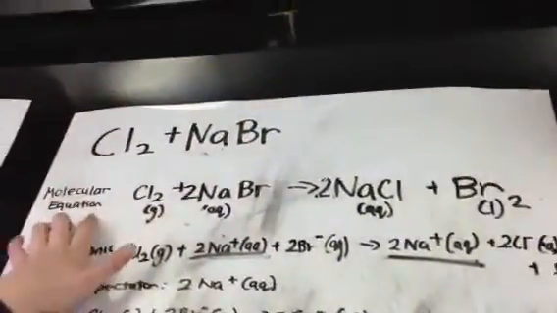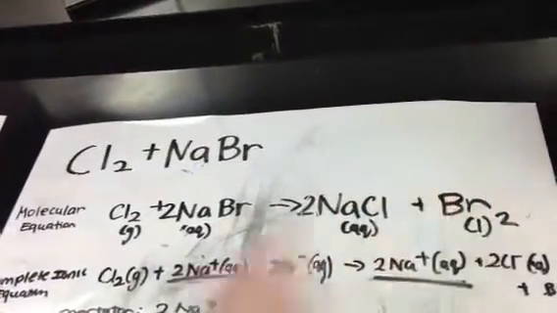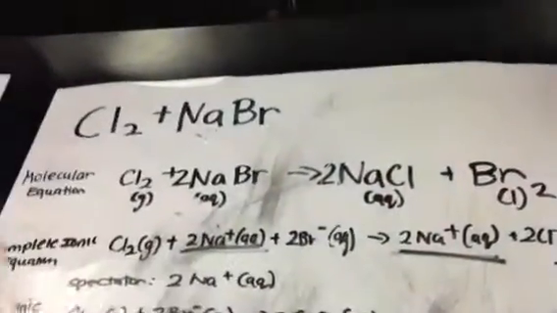To write the molecular equation, we're going to apply the rules of single replacement. So we're going to have NaCl plus Br. We know that Br is part of this 7 right here, so therefore it is going to be Br2.